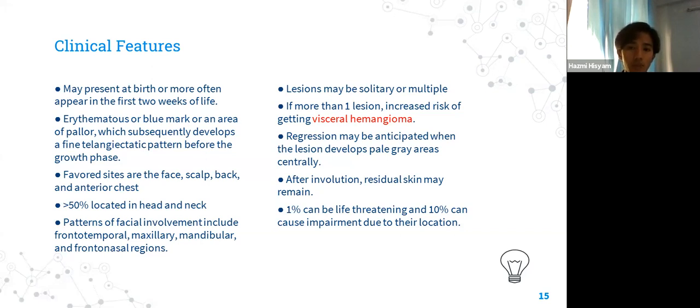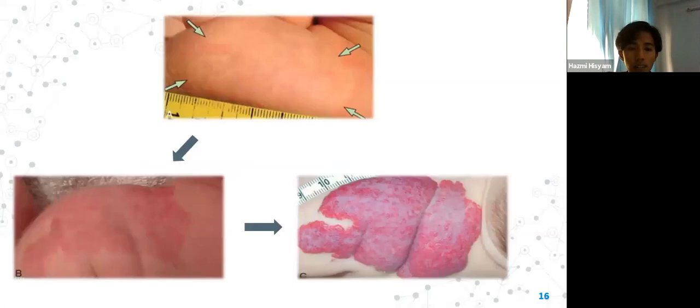The lesions may be solitary or multiple, but as I said before, if there is more than one lesion, it increases the risk of visceral hemangioma. We anticipate regression of the hemangioma when it develops pale gray areas at the center, and after involution, there may remain residual skin changes such as a scar. 1% of hemangiomas can be life-threatening, and 10% can cause impairment due to their location, such as at the eye and at the upper respiratory tract. So this is the picture.